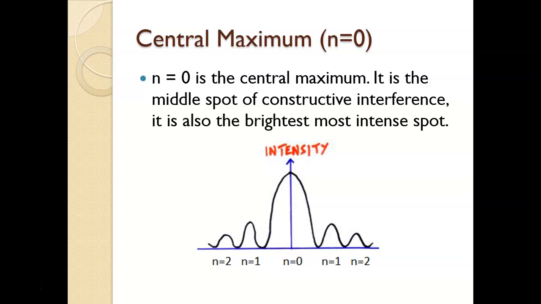Now you'll notice here that the central maximum, where n is equal to 0, is where you're going to see the most intensity. They're going to be less bright at n equals 1, even less bright at n equals 2, and so on. Eventually you're going to run out of bright spots because your angle can't get past 90.